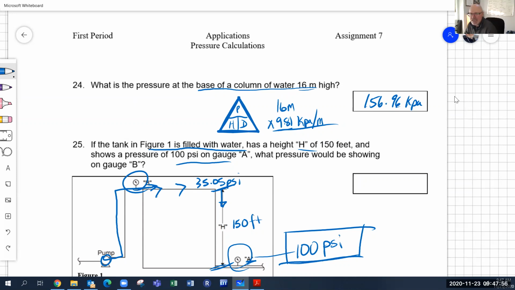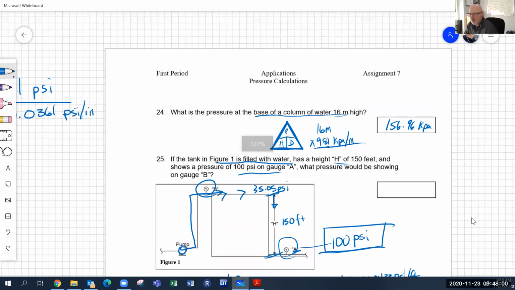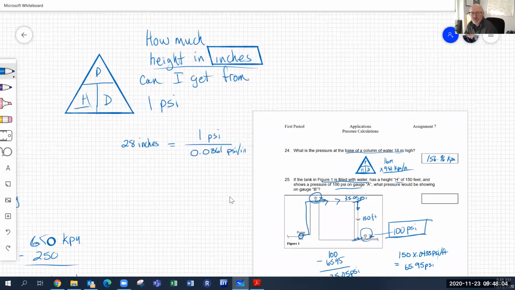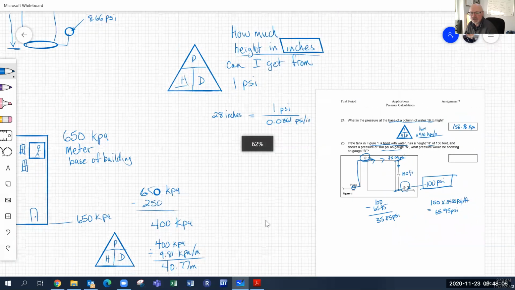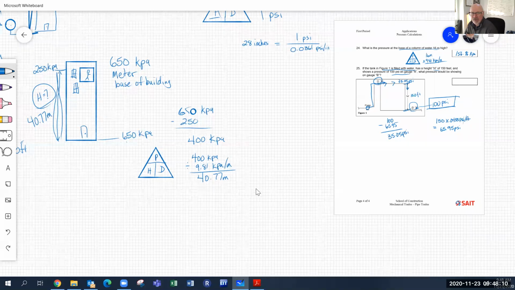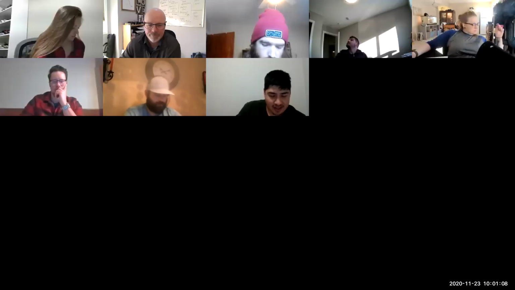So pretty easy stuff calculating pressures, if we remember the formula triangle and how to get the pressures that we're talking about. Pay attention to where the gauge is, etc. Okay, so I'm going to pause.